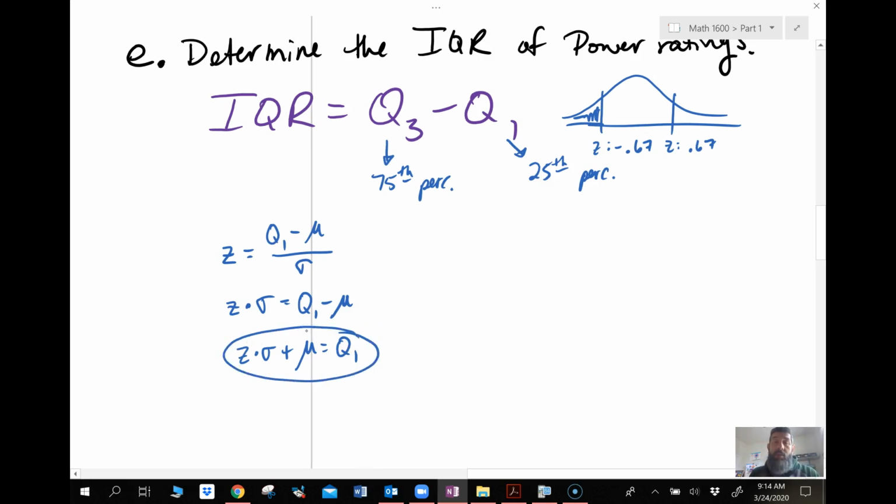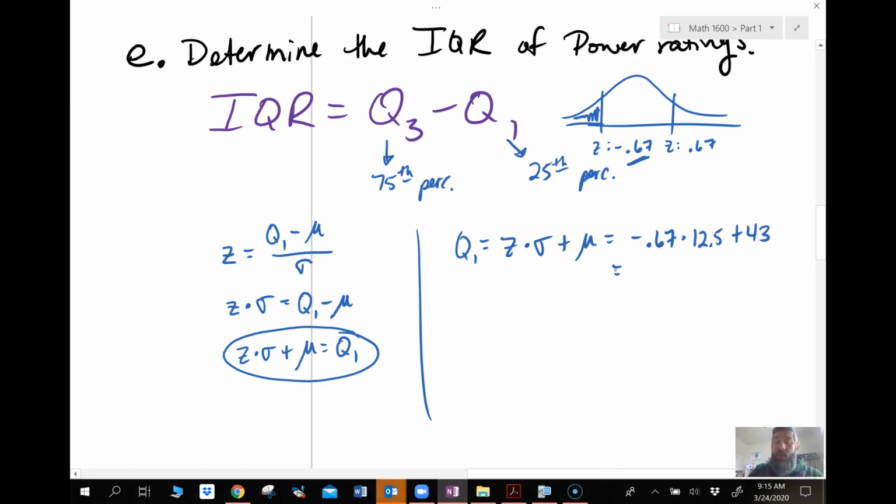So you can think about this formula as the formula that you're going to use to find a percentile. Actually, this will work for anything. You just have to make sure you have the z-score there. So Q1 is going to be equal to z times sigma plus mu. So z is going to be negative 0.67, times sigma, which was 12.5, plus 43, I believe. We'll calculate that. We get 34.625.